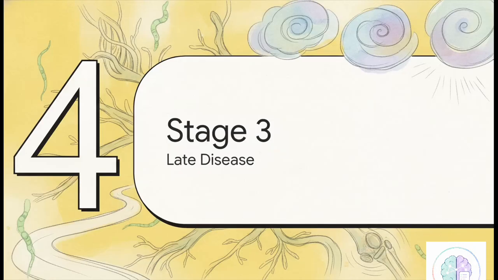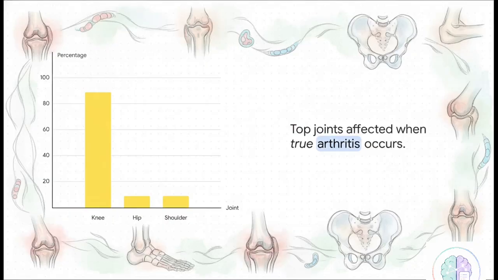Let's look at Section 4, Stage 3, Late Disease. By Stage 3, arthritis and chronic neurologic syndromes really take center stage, and this is happening months or even years after the initial infection.